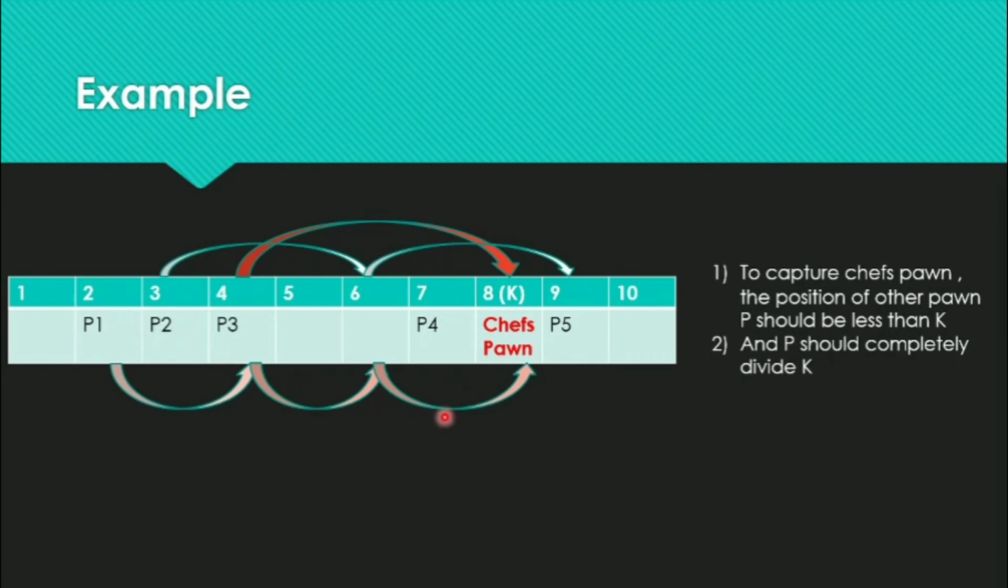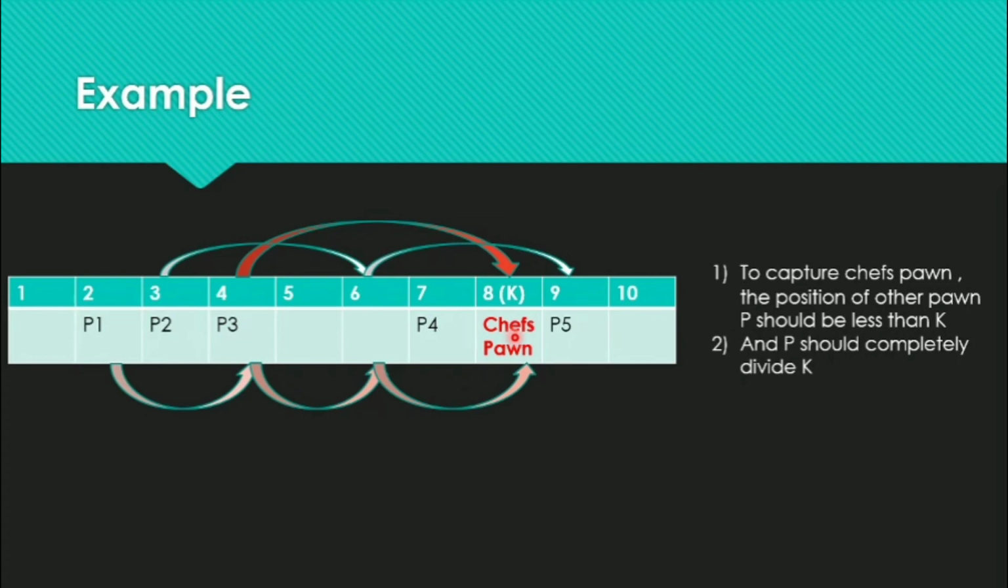Here 2 can reach the position of chef's pawn, which is 8, because 2 completely divides 8. Here 3 cannot reach the position of chef's pawn, which is 8, because 3 cannot completely divide 8. Similarly, 4 completely divides 8, therefore the pawn at 4 reaches chef's pawn.